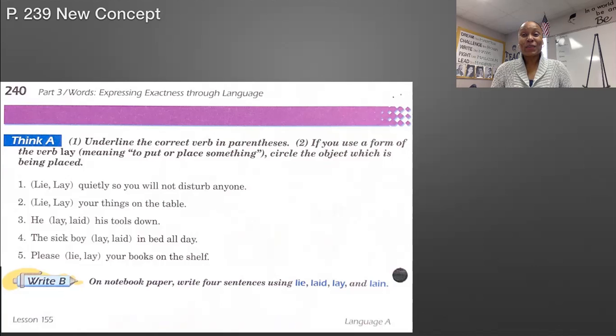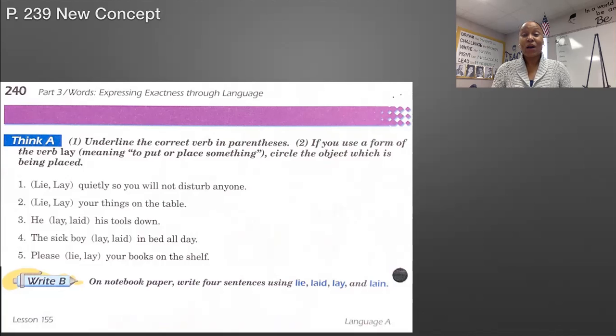Direct your attention to the look closely section. Lie and lay are two verbs which are frequently used incorrectly, especially since both verbs share the form lay. Try memorizing these sentences that correctly use the forms of lie and lay. Then, if you become confused about whether to use lie or lay, you can quickly refer to a sentence which you know is right. So let's go ahead and look at those sentences together at the very bottom of page 239.